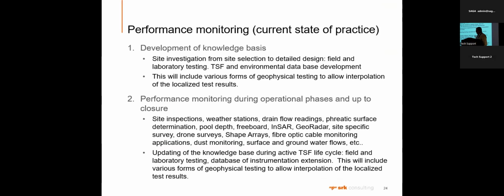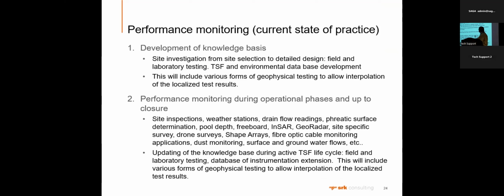So just some comments on performance monitoring. This is very high level stuff. Other people are going to talk about more detail in this regard. But there are two current topics for performance monitoring. It's the development of the knowledge base. So you do site investigation, and you do evaluation of the tailings properties.